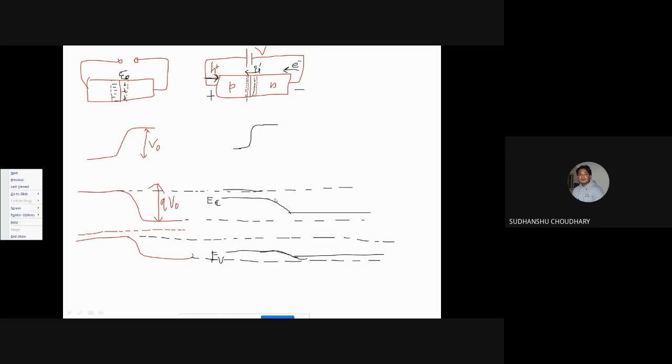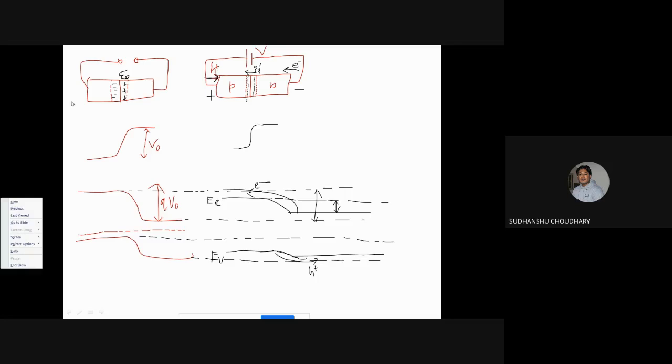Now I see that the energy barrier, which was earlier this much, qV naught, from here to here, has now shrunk, and it is only this much. That is, the energy barrier has reduced. So obviously the diffusion of carriers, that is diffusion of electrons from N to P, and diffusion of holes from P to N, will again start.